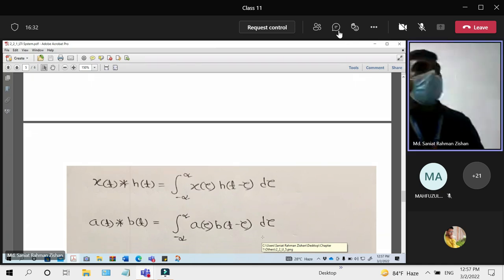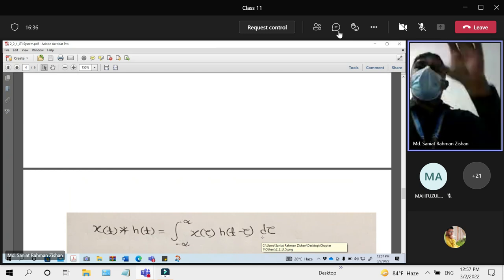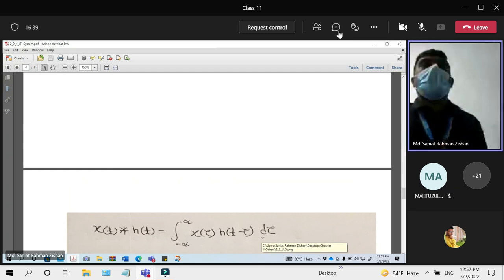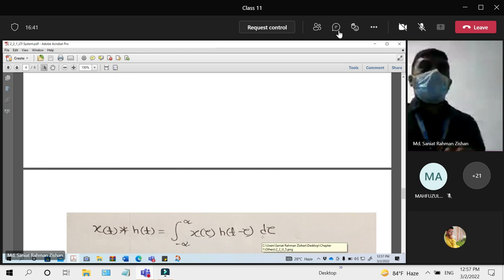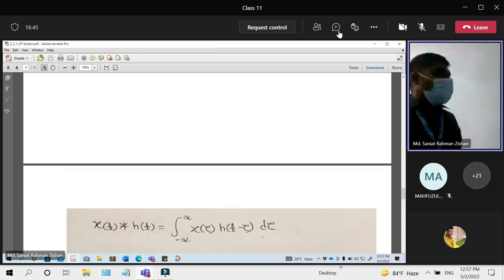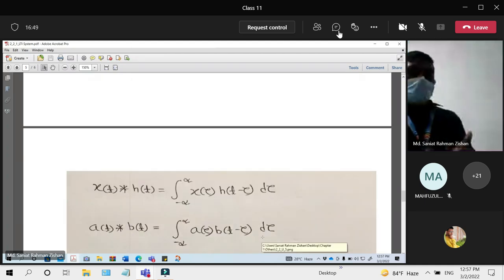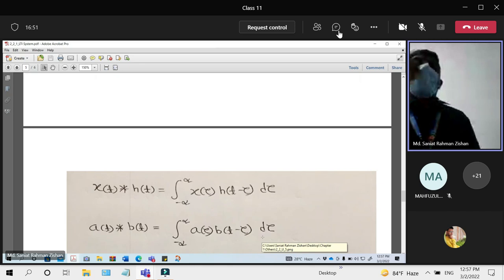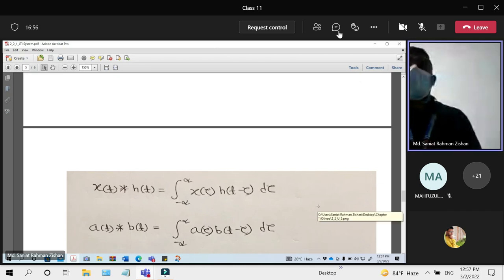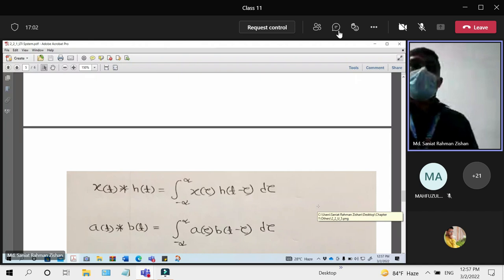For example, A(t) convolution B(t). I talked about x(t) convolution h(t), but in your exam I have told you to determine the convolution between A(t) and B(t). That means A(t) convolution B(t). Whenever you are doing the convolution, you need to understand the first signal will become A(tau) and the second signal will become B(t minus tau). What is B(t minus tau)? What is A(tau)? Just try to think based on chapter 1, nothing else.